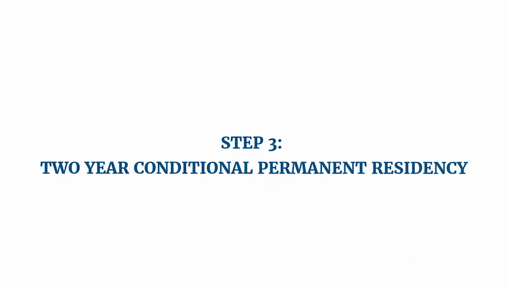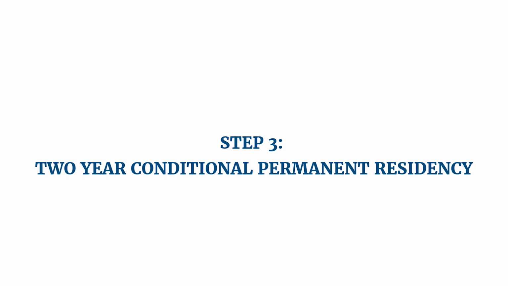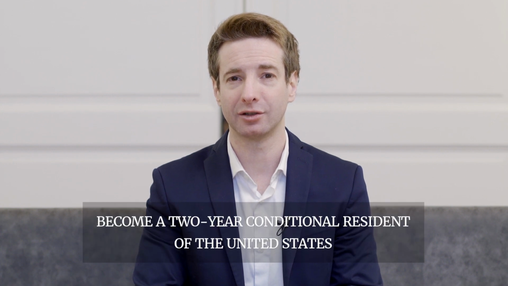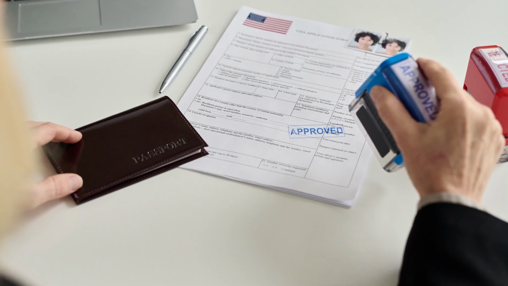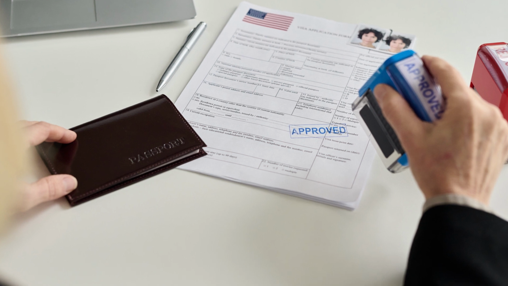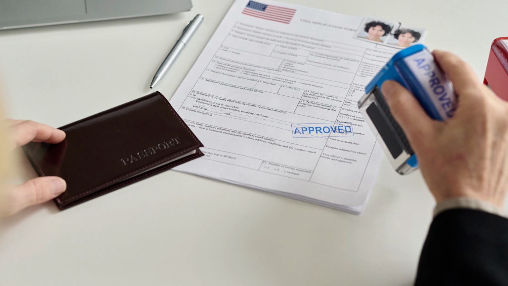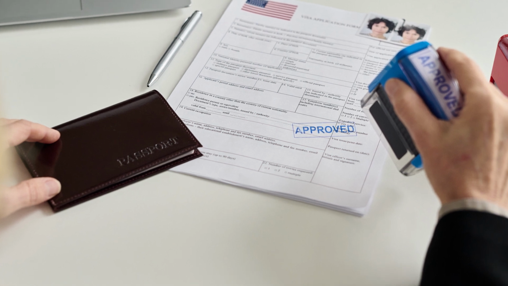Step 3. 2-year conditional permanent residency. The third step of the EB-5 application process is for the applicant to become a 2-year conditional resident of the United States, so they can implement the project funded by their EB-5 investment. EB-5 investors are eligible to become U.S. residents once their I-526 petition has been approved by the USCIS.